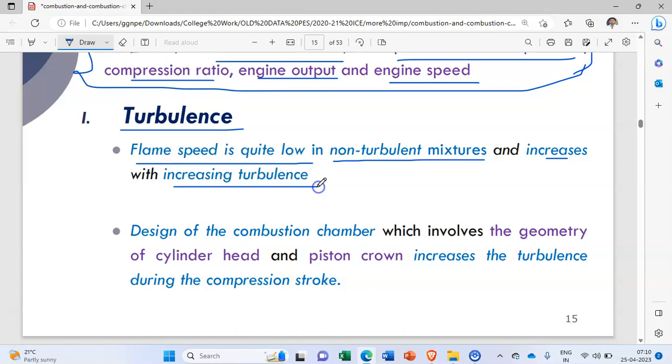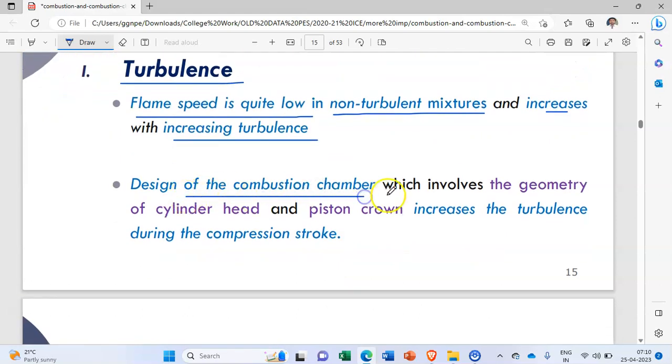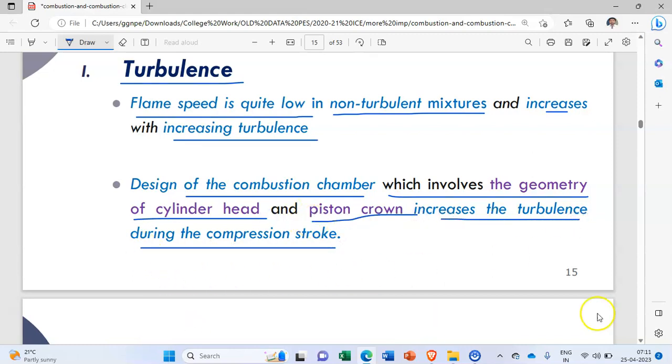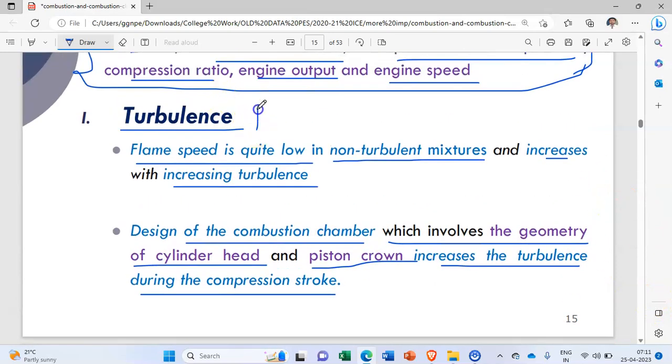If there is no turbulent mixture available, then the flame speed is lower, and it increases with increasing turbulence. So the design of the combustion chamber, which involves the geometry of the cylinder head and piston crown, increases the turbulence during the compression stroke. Remember this, this is a very important point. As turbulence increases, the speed also increases. This particular relation we have to keep in mind.